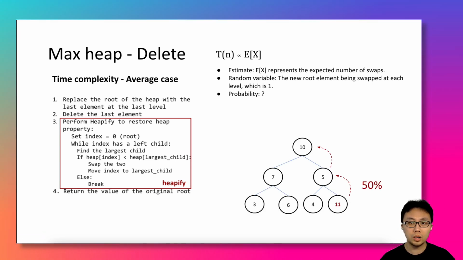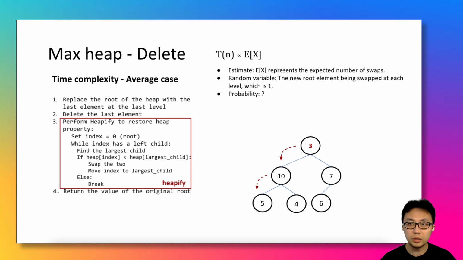When we discussed the insert method, we assumed that the probability of swapping at each level is 50%, because we have no way to know how big or small the newly inserted element is. So it's fair to assume the newly inserted element is random and arbitrary. So it has a fair chance to be either bigger or smaller than its parent at each level. However, that assumption is not applicable here when we are talking about the delete method.